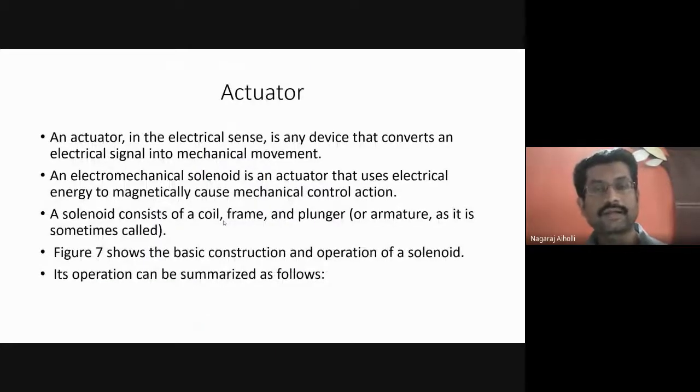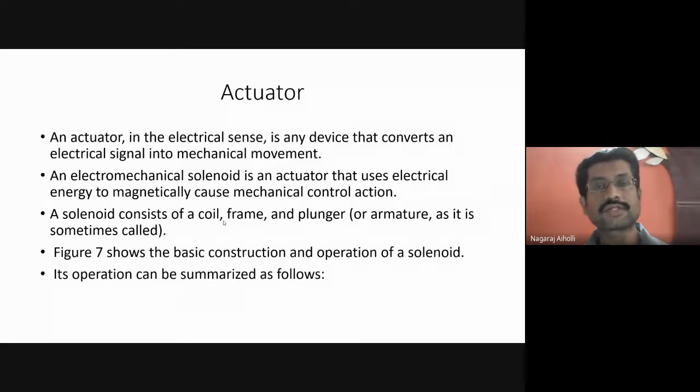Actuator, all of you have heard of an actuator. What does it do? What is the meaning of an actuator? What is the function of an actuator? Do you all remember anything on this actuator?